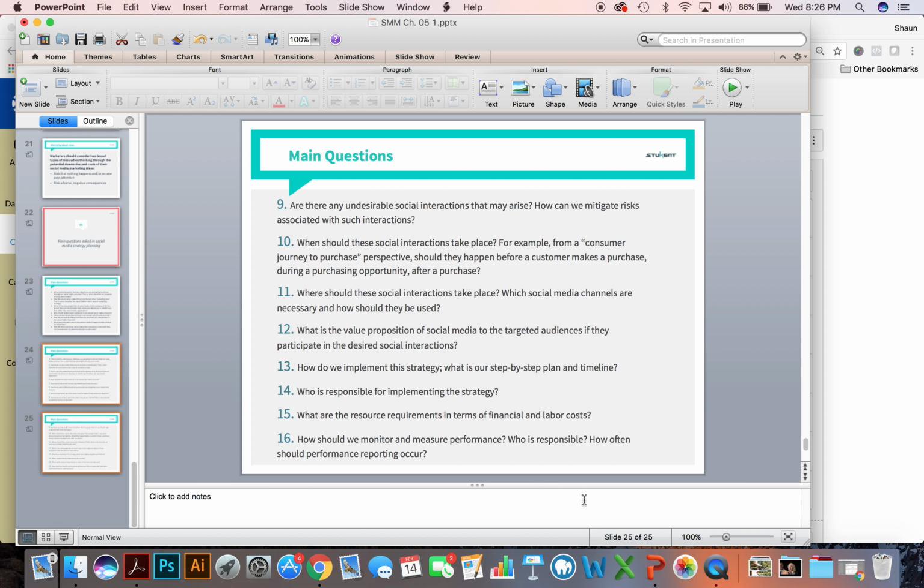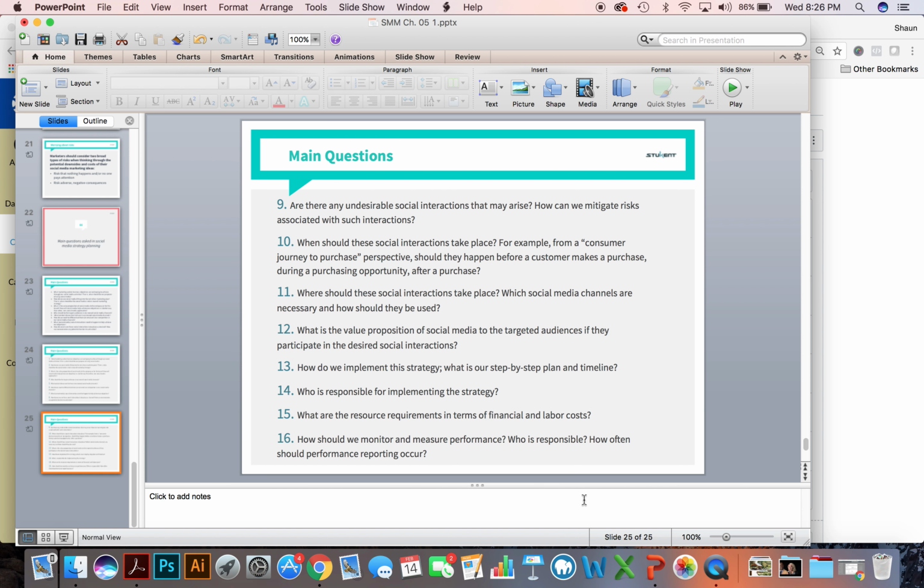These are some of the main questions that you need to ask yourself. Are there any undesirable social interactions that may arise? How can we mitigate risks? When should these social interactions take place? Where should these social interactions take place? What channels should we use? What is the value proposition of social media to the targeted audiences? How do we implement? And what is our step-by-step plan and timeline?